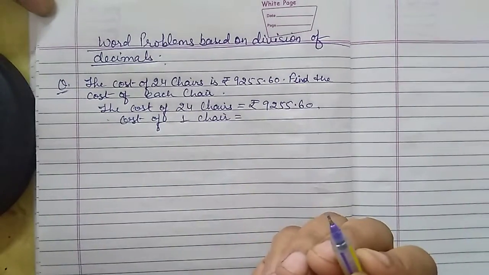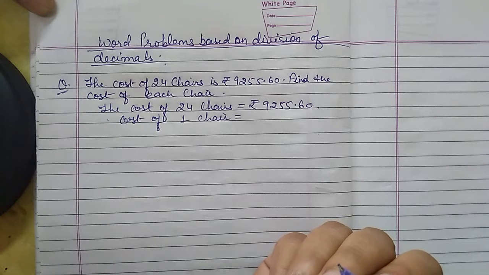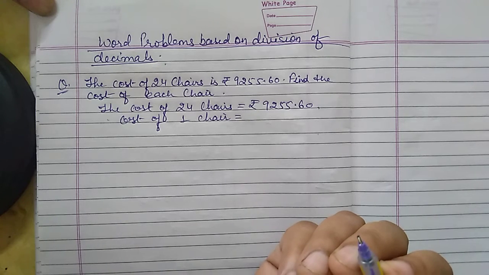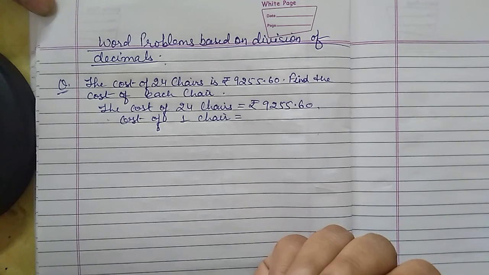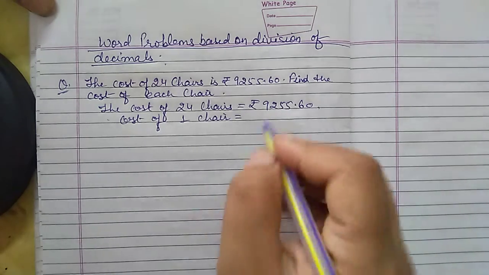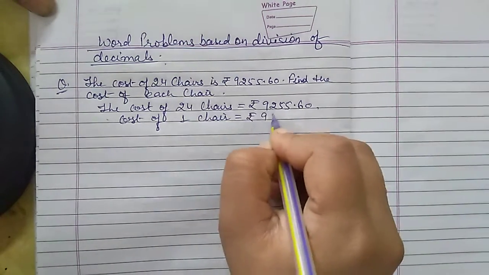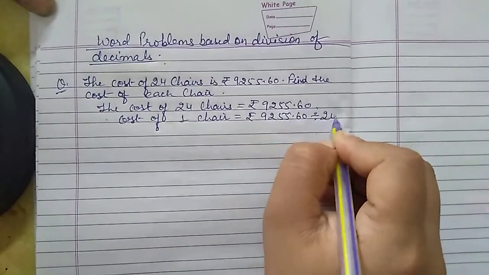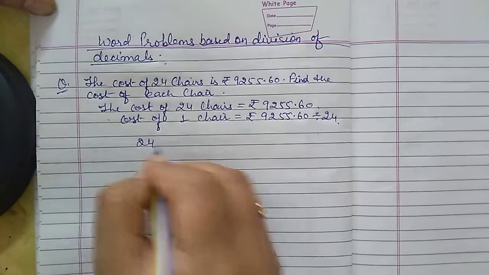As we know, because we have already studied the unitary method, if we have to find out the cost of one unit, then we have to do the division, and if we have to find out the cost of more units, then we have to do the multiplication. So here we will do the division. 9,255.60 divided by 24.